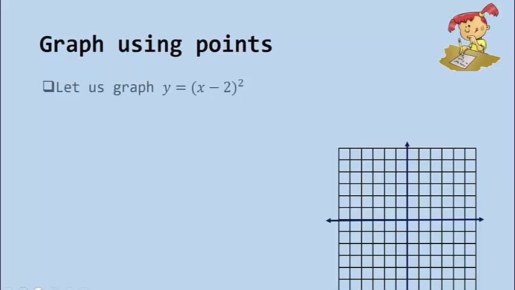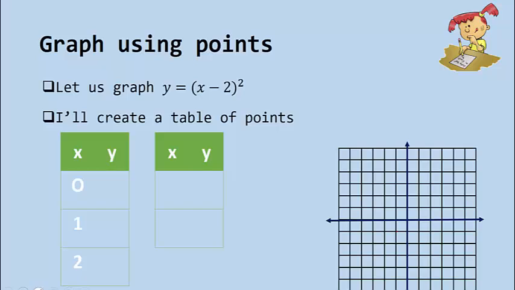Let's do another one. Let us graph y equals x minus 2 squared. I'll create a table of points again. I might need a few more, but let's start with 0, 1, and 2 on this one and see where we get. Again, you're going to substitute in. I'll do the first one for you. If I take y is equal to, and I replace x with 0 minus 2 squared, well, 0 minus 2 is -2, and you square -2, you get 4.